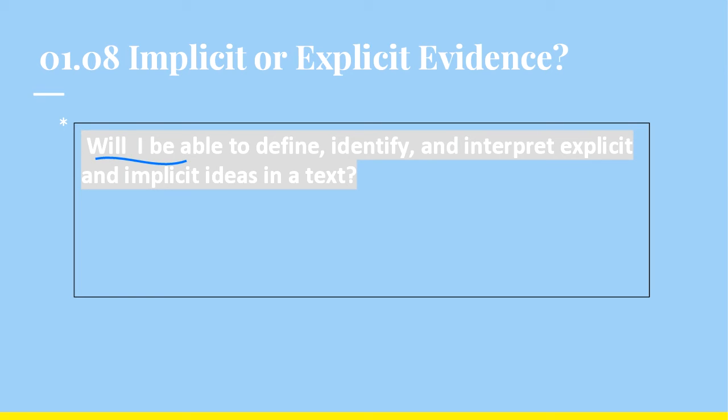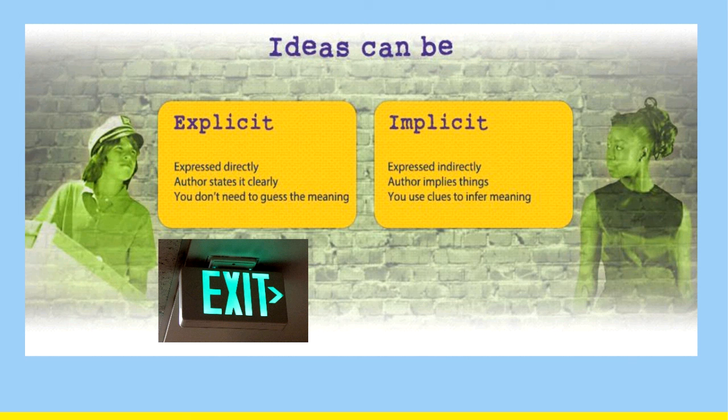So we turn that objective into a guided question. And as you read through the lesson, you want to make sure that you are able to answer the question, will I be able to define, identify, and interpret explicit and implicit ideas in text? And how will you do that? So those are your guided notes that you take for the lesson. And then as kind of a review, at the end of the lesson, this is just a brief overview of what you're going to look at and listen and read about in the lesson.